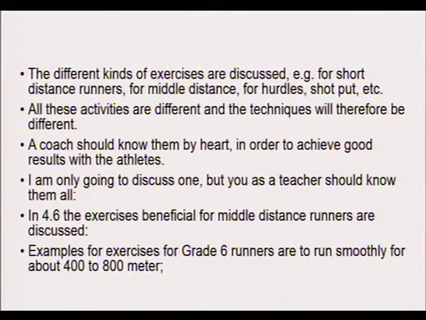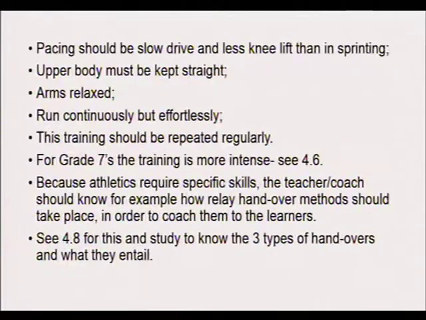Examples of exercises for grade 6 runners are to run smoothly for about 400 to 800 meters. Pacing should be slow, with a slow drive and less knee lift than in sprinting. The upper body must be kept straight. The arms must be relaxed. Run continuously but effortlessly. This training should be repeated regularly. Now for grade 7s, the training is more intense.